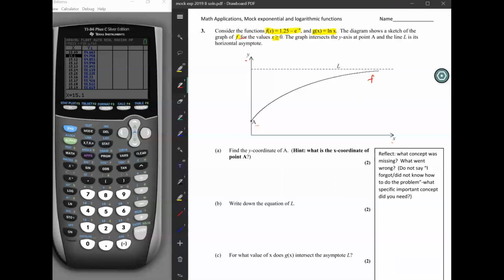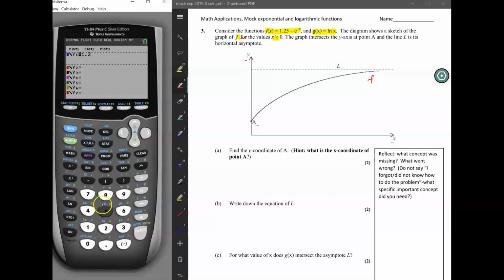And so what we're going to do first is fix our calculator so that the table's not all messed up. So go to second table set and change your table start to 0 and your delta table to 1, so your table's back to normal. And they gave us the function f, 1.25 minus e to the negative x. So we are going to type that into the calculator, because that's what we always do if they give us a function.